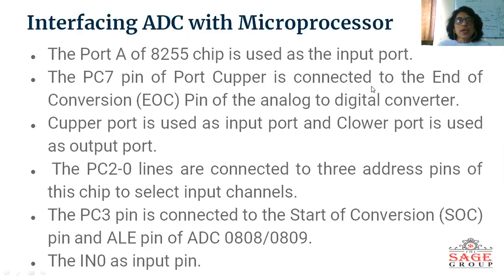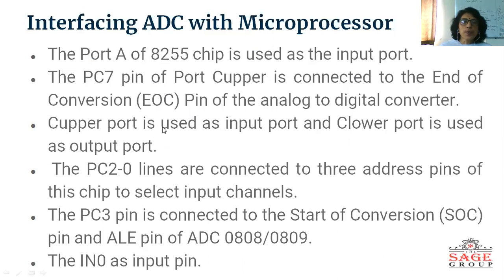To do the interfacing of ADC with the microprocessor, we will require the 8255 interfacing chip, and here port A of the 8255 chip is used as input port. The port C is used for generating the various signals, and here the PC7 pin of port C upper is connected to the end of conversion pin of the A to D converter.